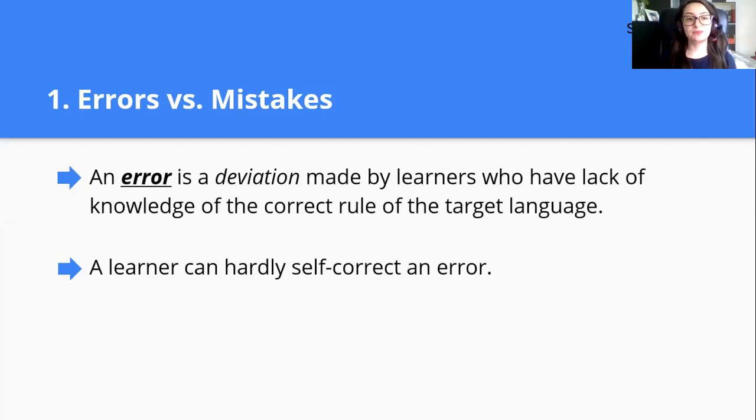What is an error? An error is a deviation made by learners who actually have a lack of knowledge of the correct rule of the target language. This means that you haven't taught a certain grammar structure to your students yet. A learner can hardly ever self-correct an error because, as I said, we're dealing with grammatical or target language that we had not taught before.